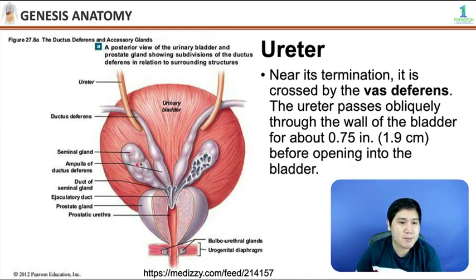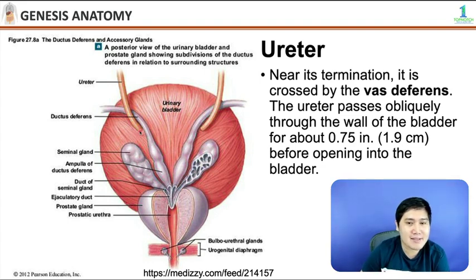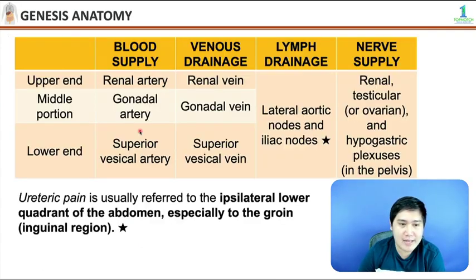However, before it enters the bladder, in males, near its termination, it will be crossed by the vas deferens. So this is the ureter. The vas deferens crosses over it before it pierces the bladder. So these are the obstacles before the ureter reaches the urinary bladder.